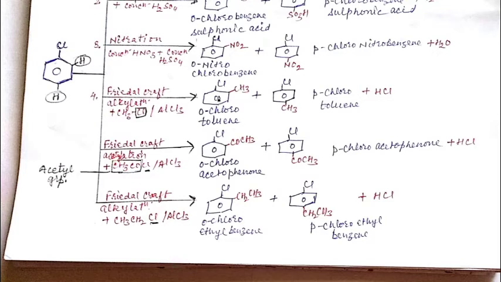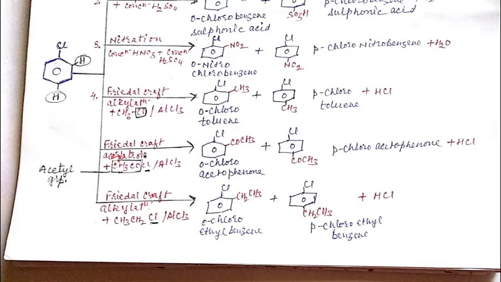So when methyl chloride is treated, then we get orthochlorotoluene and para-chlorotoluene. At the ortho position of CH3 group, chlorine is attached, and here at the para position of CH3 group, chlorine is attached. Hence we get orthochlorotoluene and para-chlorotoluene, and if it is treated with ethyl group, then ethyl group is introduced at ortho and para position. Okay.